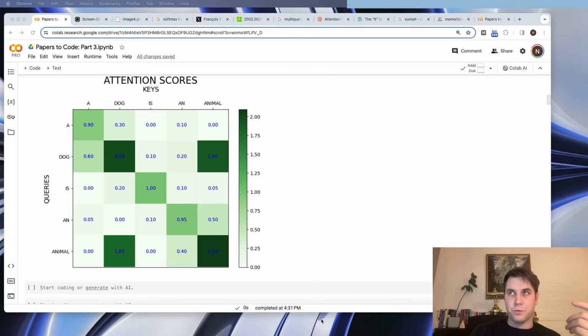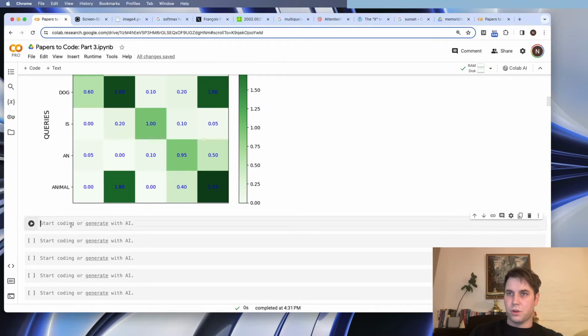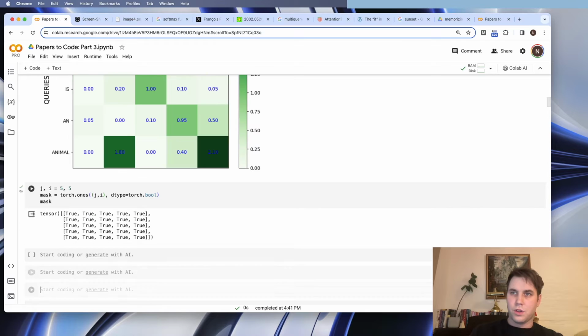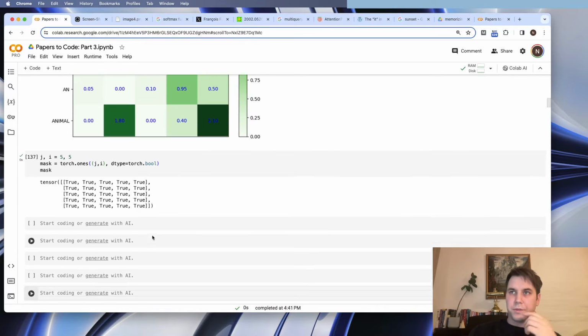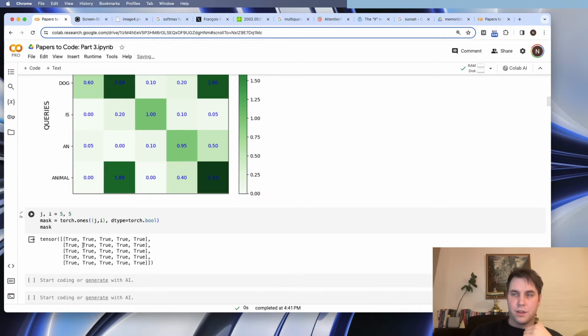Let's do that now. We're going to create a mask. So I'm going to call torch.ones, and this function just creates a tensor of ones of any shape that you like. And here we're just going to make a 5 by 5 tensor. But instead of ones, I'm going to change the dtype to bool. So we won't get ones, we're going to get True instead. So we have a tensor of Trues.